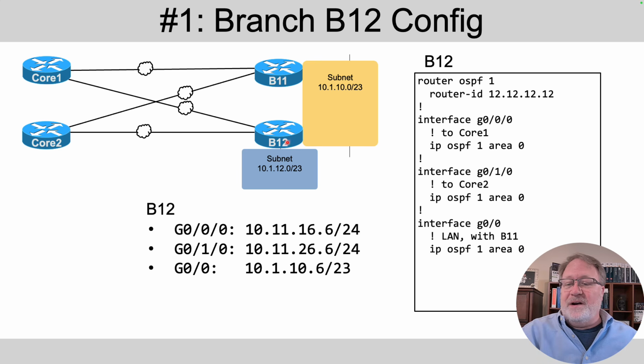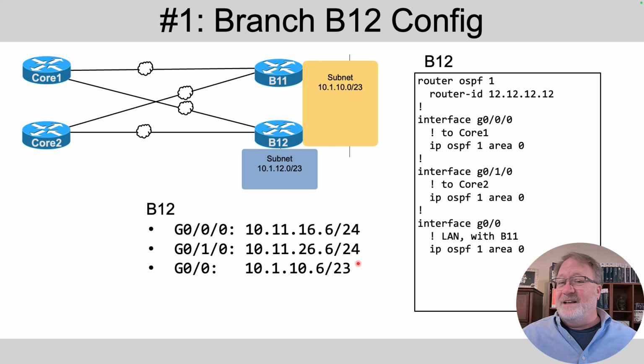Then moving on to router B12, it looks very similar to B11. We've got the OSPF process. We've defined a router ID of 12.12.12.12. Then under the 2 WAN interfaces and the 1 LAN interface on the right, we've enabled OSPF with the IP OSPF 1 area 0 command under all three of those interfaces.